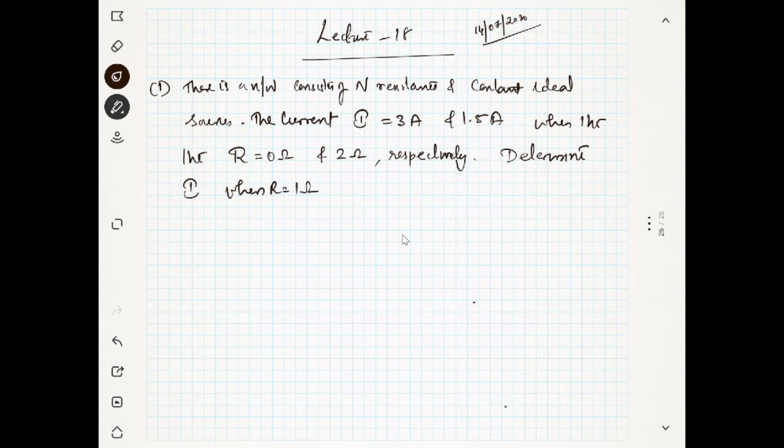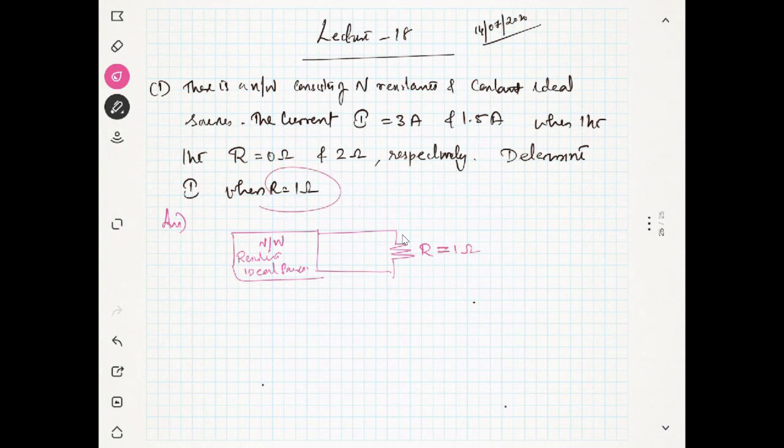So there is a network. So I will write the answer. This is a big network, and this network contains a lot of resistances and ideal sources. Okay, and you want to find, there is a resistance which is R. Whenever this R equal to 1 ohm, that is the question. When this R equal to 1, you have to find what is the current through this.